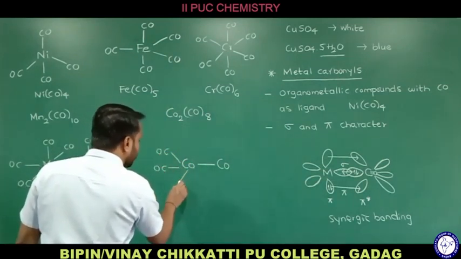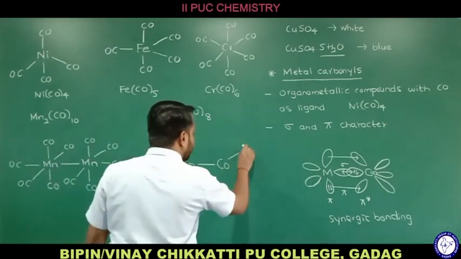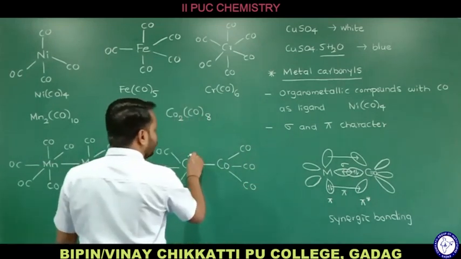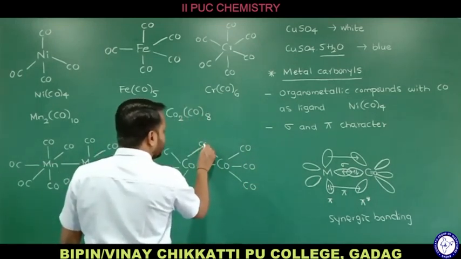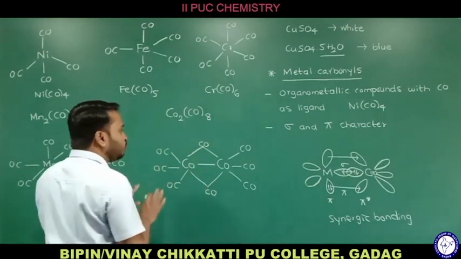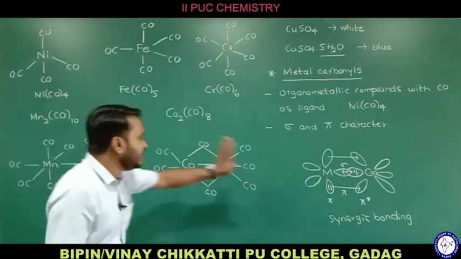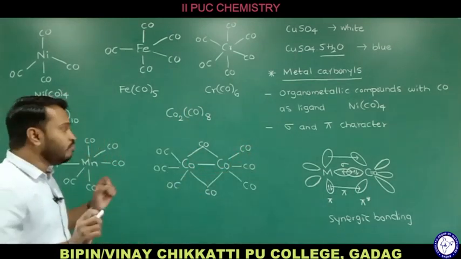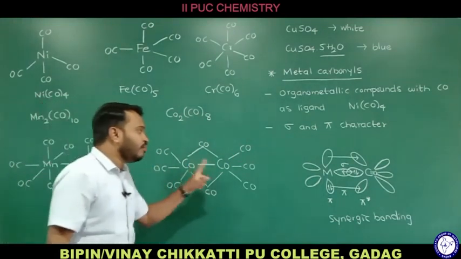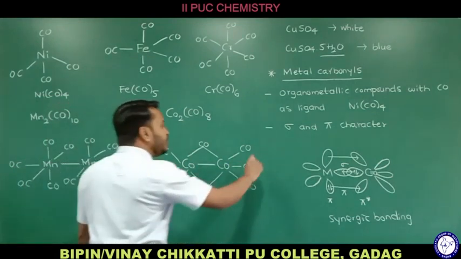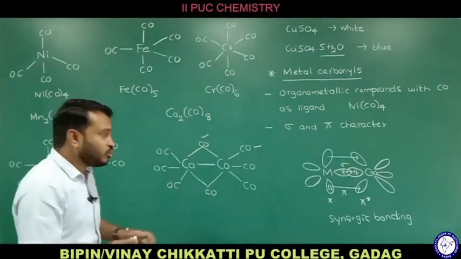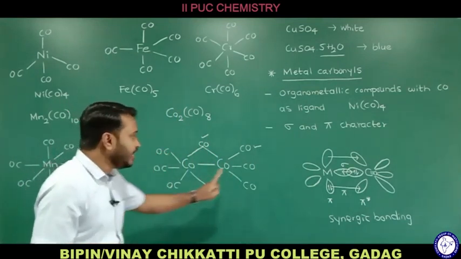So 3 carbonyls will be here, and 3 carbonyls will be here, and we have 2 more carbonyls in this fashion. So totally if you count the carbonyls, they are 8. So 3 and 3, 1 above and 1 below. But remember, we have a metal bond in this compound also, but this carbonyl and this carbonyl are completely different. They are not actually the same. So we have these 3 carbonyls and these 3 carbonyls.